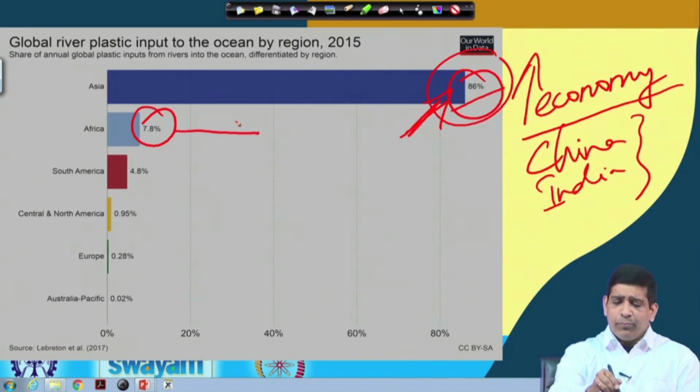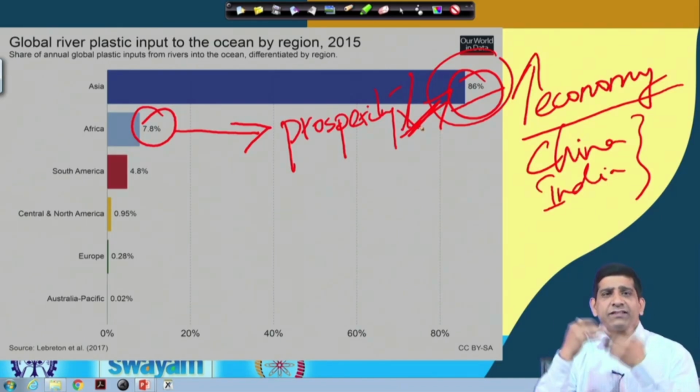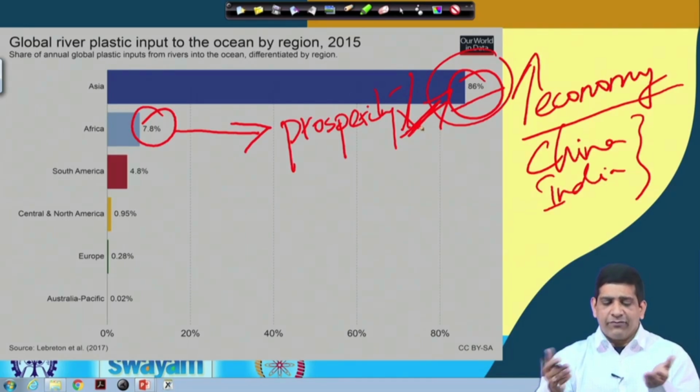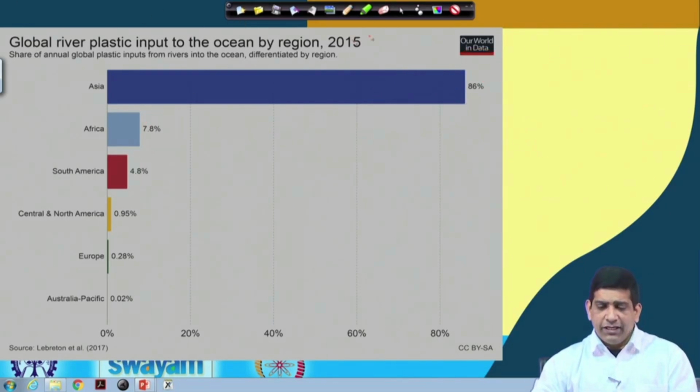Africa, people are there, but as compared to India, the population is much less, and their prosperity is also comparatively low. Since people are less prosperous, plastic usage is low, and so plastic waste is low. So that gives you some indication of why you see so much in India and Asia as opposed to Africa.